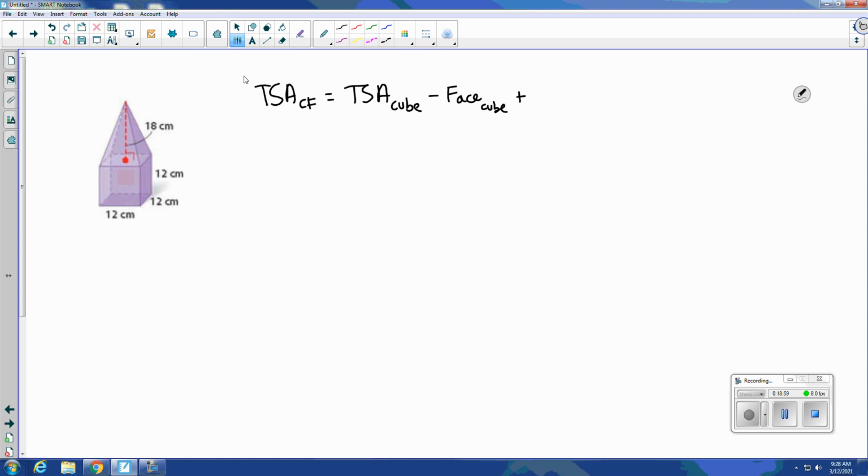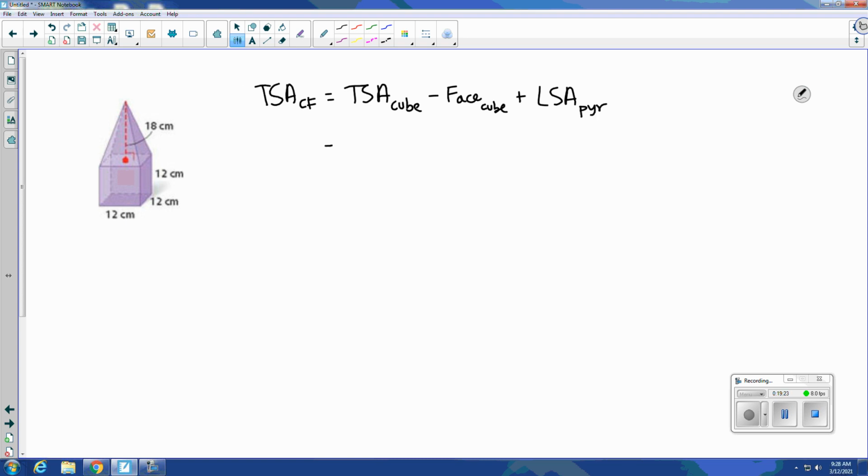We don't have to do the total because the base of the pyramid is not going to be included. You can tell it's not going to show up on the surface because it's attached to the cube. So all we have to do is consider the lateral surface area of our pyramid. And again, lateral surface area is the surface area excluding the base, and we know that the square is the base.